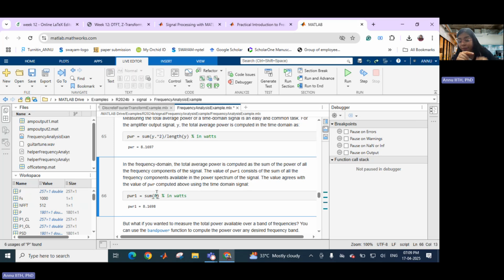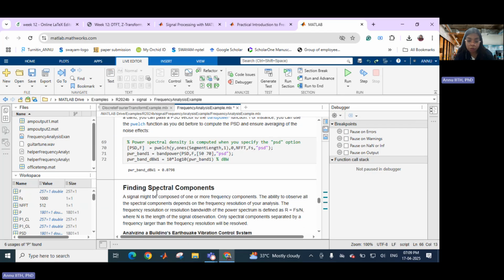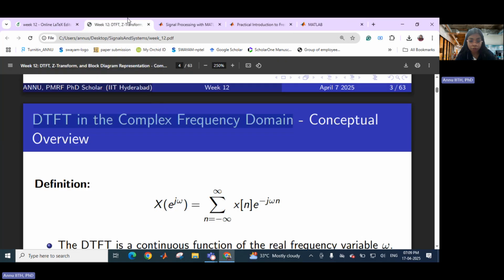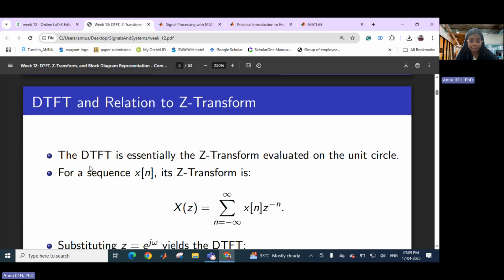So what does this mean? It's Parseval's energy theorem, or Parseval's power theorem, which states that the power or energy calculated in the time domain is equal to the power or energy calculated in the frequency domain. Okay, so far we have seen several outputs, and now going back to this.